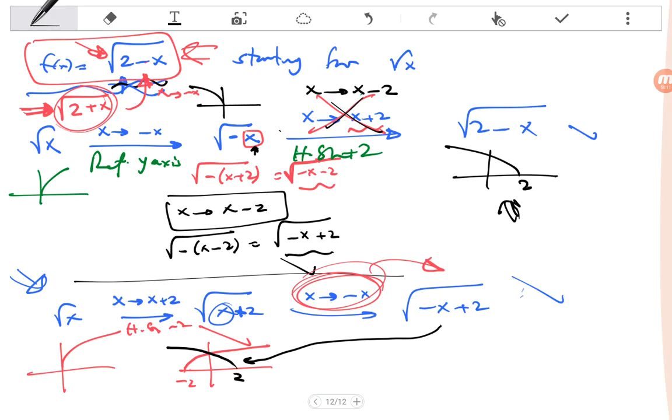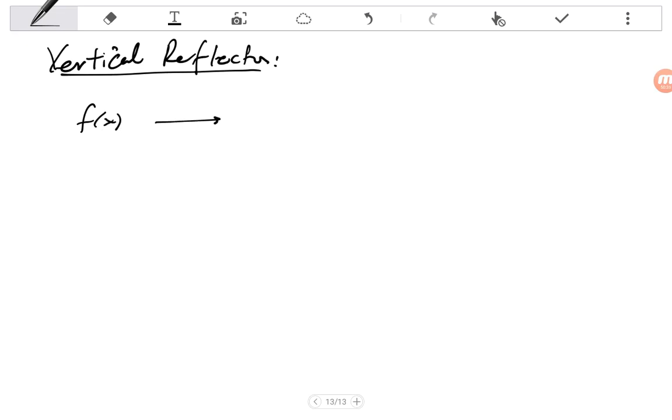Now, as we have learned a horizontal shift, there would be a horizontal reflection. We have just studied the horizontal reflection, a reflection about the y-axis. There will also be a vertical reflection. What is a vertical reflection? If I have some function, and I take that function and multiply it by a negative.